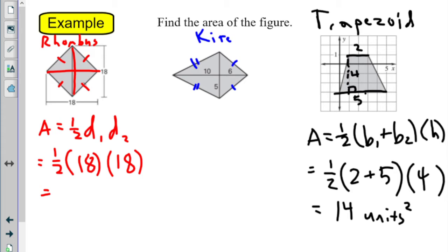So we put that in, we multiply that out. 1/2 of 18 is 9 times 18 is 162. And remember that those units are going to be squared, since we're talking about our area.